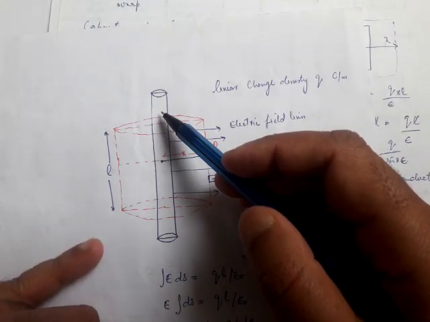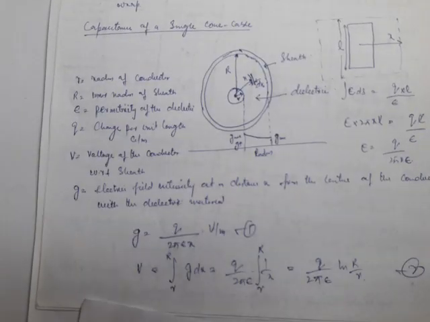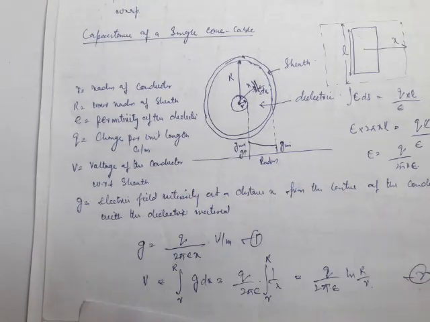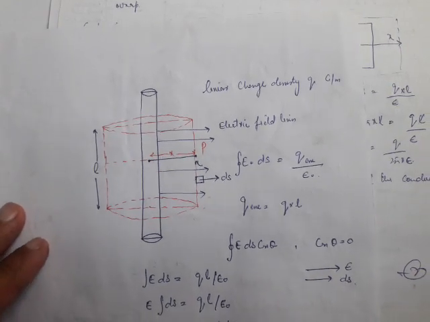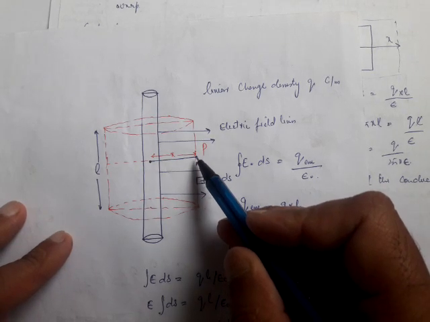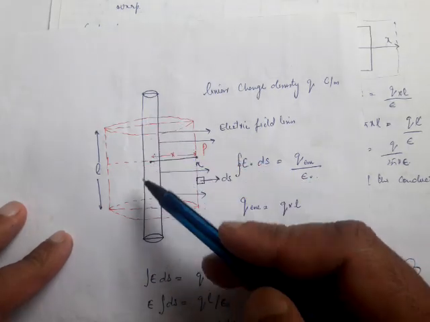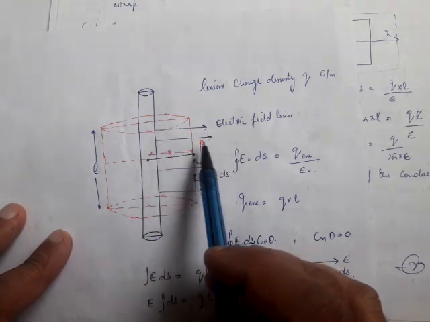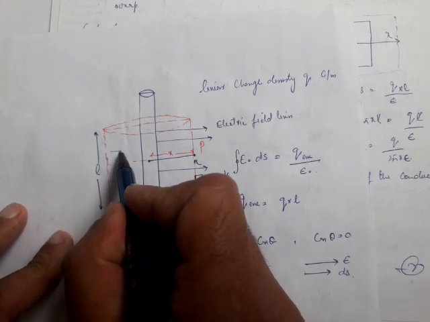This is an infinitely long conductor whose linear charge density is Q coulomb per meter. Here also you can see that Q is the charge per length, that's coulomb per meter. We're assuming it contains a charge of Q per length. Here also I am assuming the same, just to derive it accordingly. We want to find the electric field intensity at a point P, which is at a distance x from the conductor. These are the different electric field lines coming radially outward from the conductor, from this side also and from this side also.